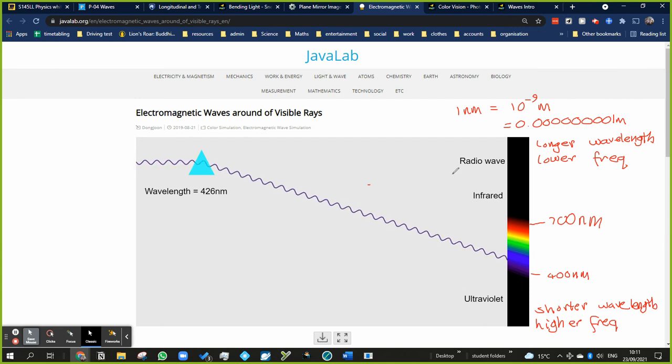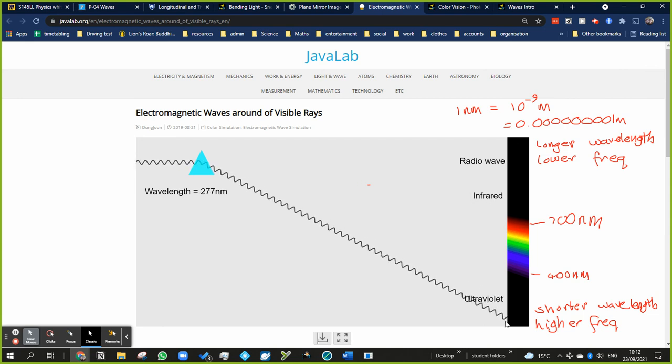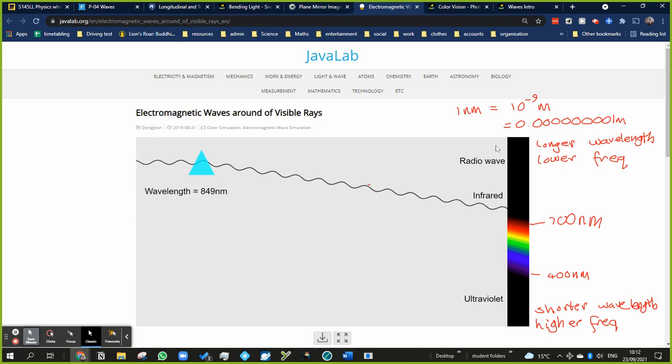And basically, if I were to go longer than that, if I were to move this down, the waves are still there. We just can't see them anymore. So ultraviolet is emitted from the sun. If you go down even further, it goes radio waves, then microwaves, then infrared, then visible light, then ultraviolet, then X-rays, and then gamma rays. You can look up the order of the different waves anywhere online.